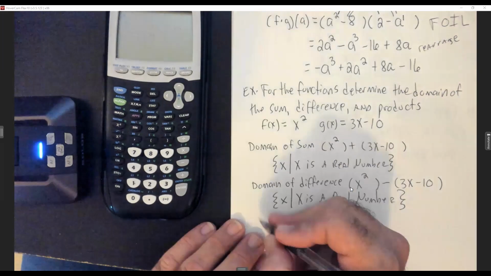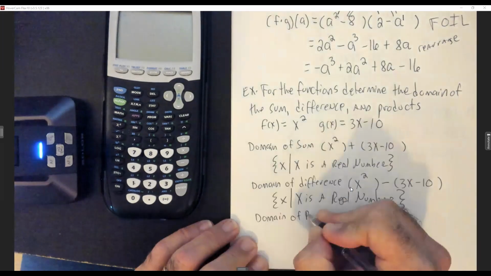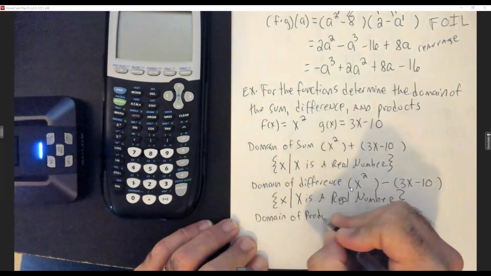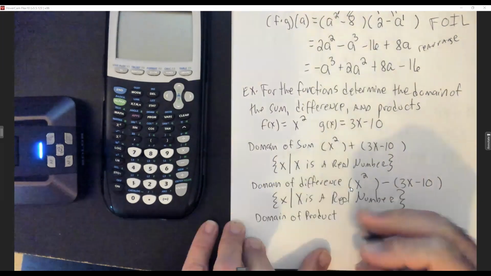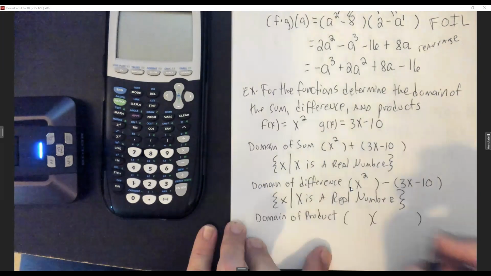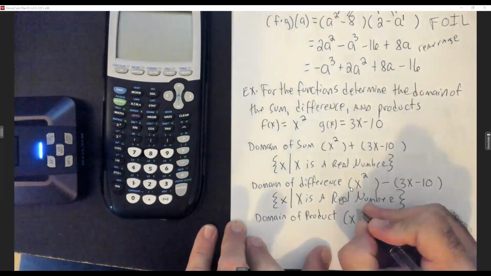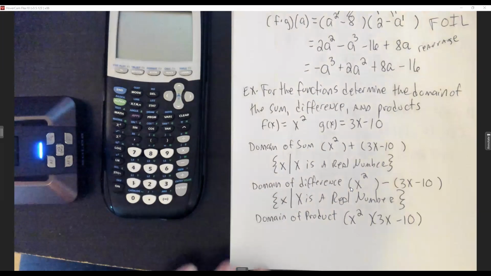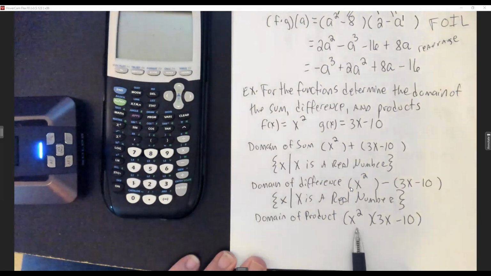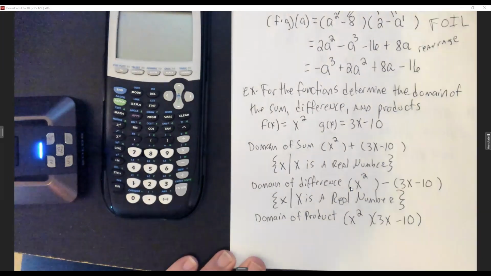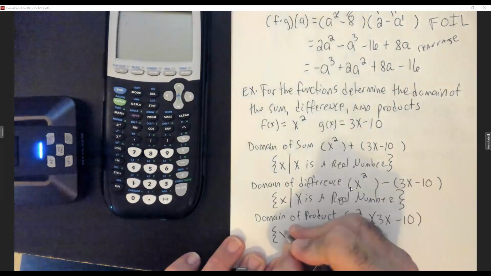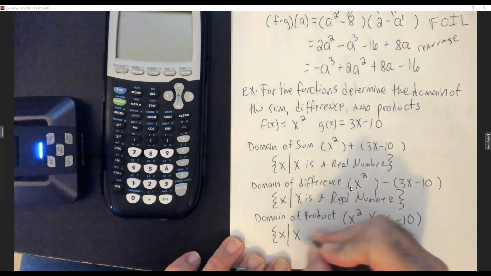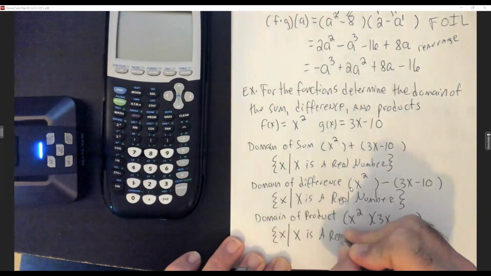All right, then I have the domain of the product. Well, the product will be f times g, which will be x squared times the 3x minus 10. So these will all multiply. Once again, I see no fractions. I see no radicals. So since I have no fractions to worry about, this will be x such that x is a real number.